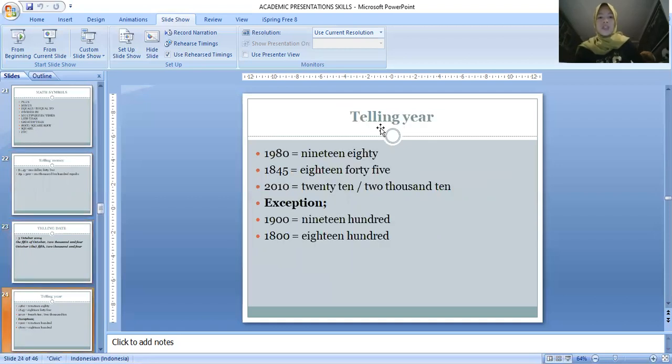Okay. Here in telling the year, using cardinal numbers, 1980, 1845, 2010. So you have to divide the first two digits and then the second two digits, 20 10. Or you can also say 2010. Yeah. Exception: 1900, 1800. Avoid saying one thousand nine hundred, but say nineteen hundred. Yeah, remember this.